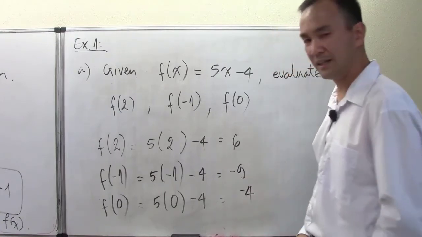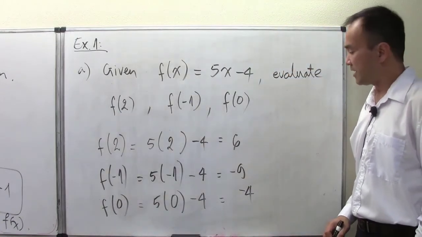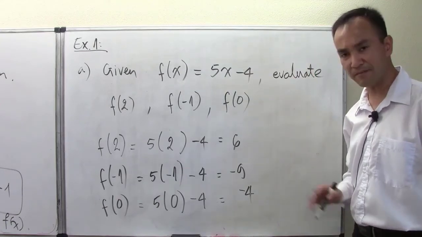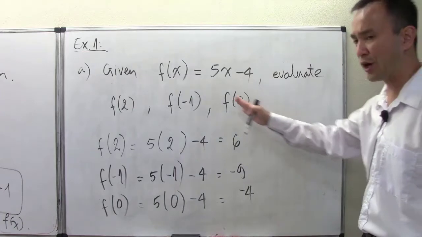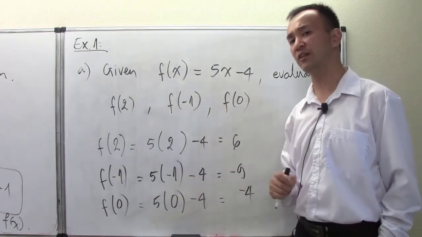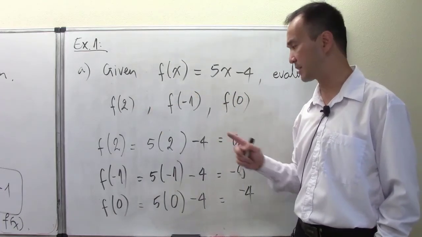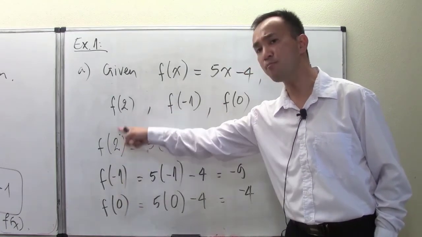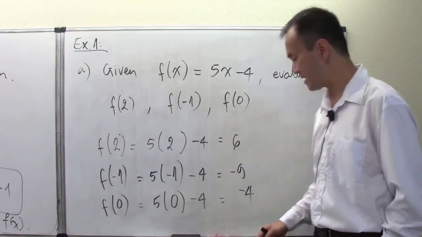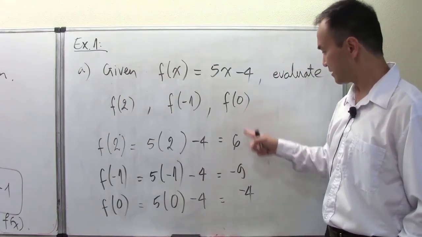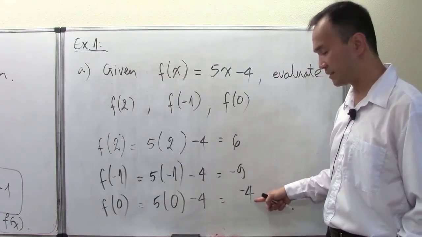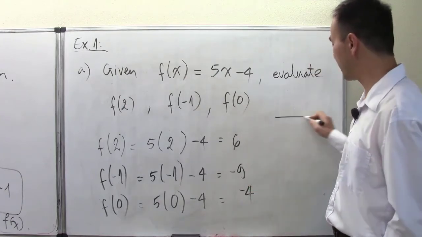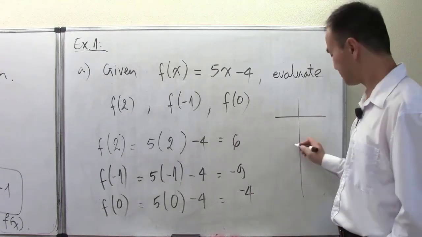Now, just like in the earlier problem that I brought up, it's a formal example. Let's organize this, and I will re-emphasize all that idea right here. 2, negative 1, and 0 are inputs. And 6, negative 9, negative 4 are the corresponding outputs. Now we can organize them all in a table.